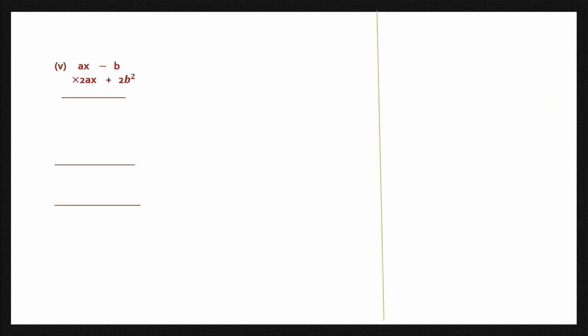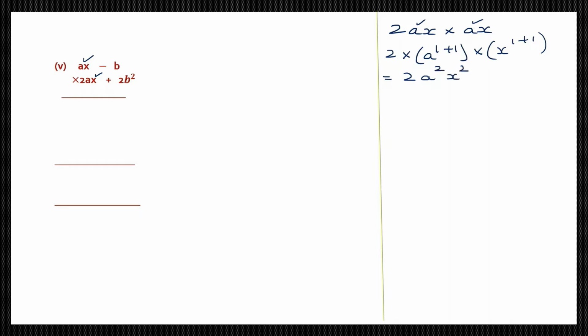Question 5. So here again we have a binomial by a binomial. So first let's multiply 2ax into ax. 2ax into ax. So 2 we already have into a to the power of 1 plus 1. There are two a's, one here and one there, into x to the power of 1 plus 1. So that is 2a to the power of 2, x to the power of 2. So let's write that down. So here we start with 2, a to the power of 2 and x to the power of 2. So we finished multiplying with ax.